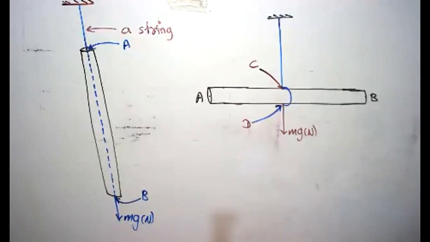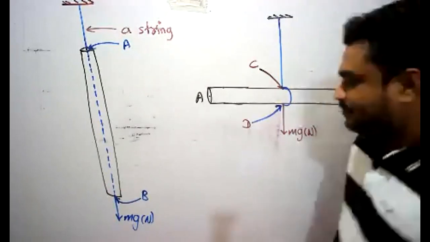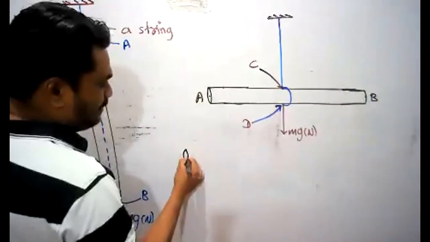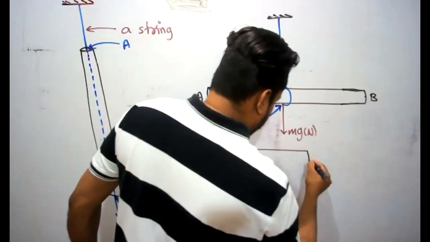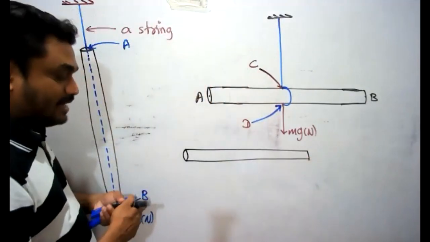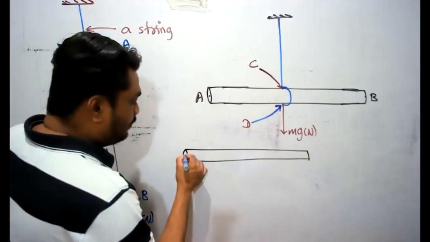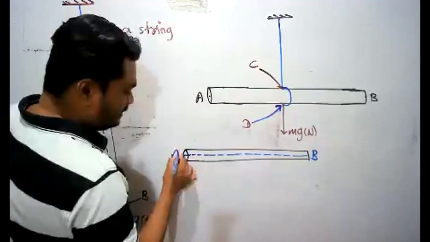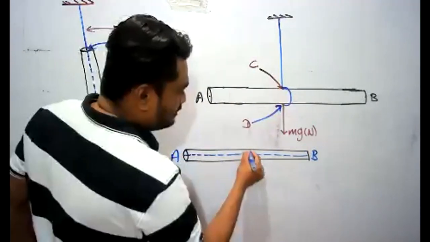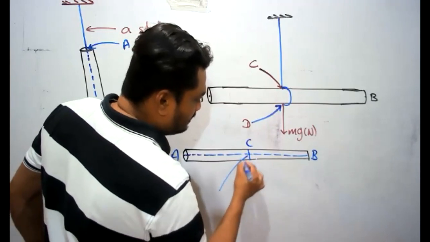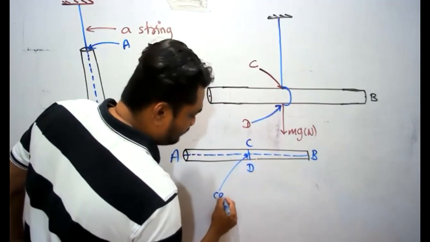So, where should the center of gravity be? Look at the board. The center of gravity should be at the point where the straight lines AB and CD meet. So this is the center of gravity.